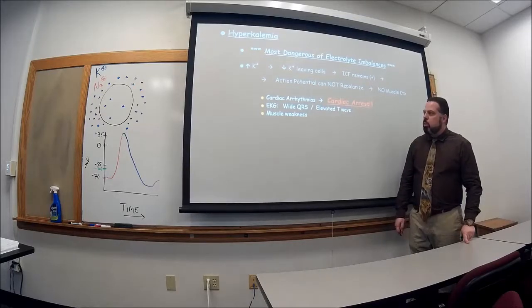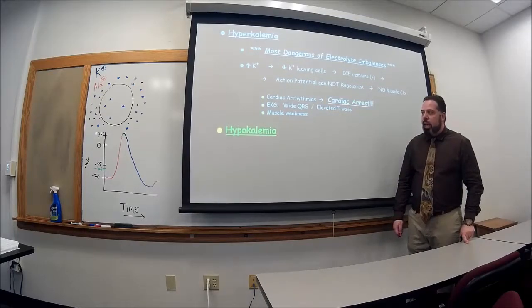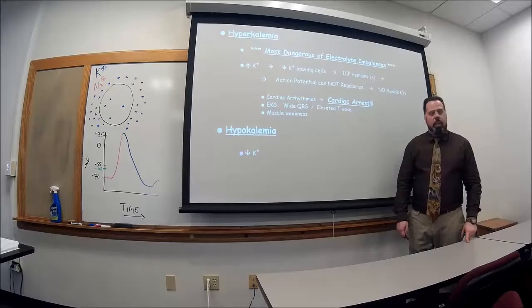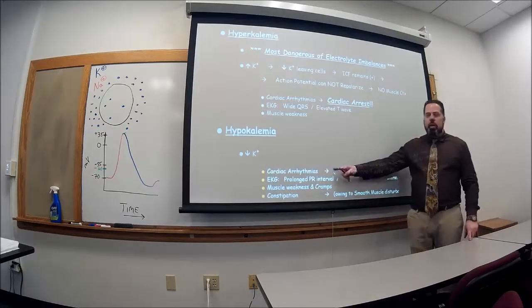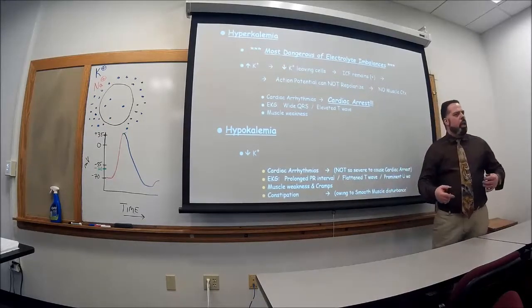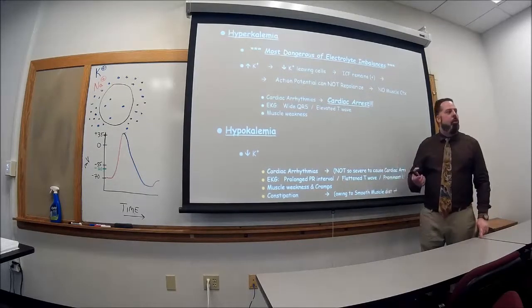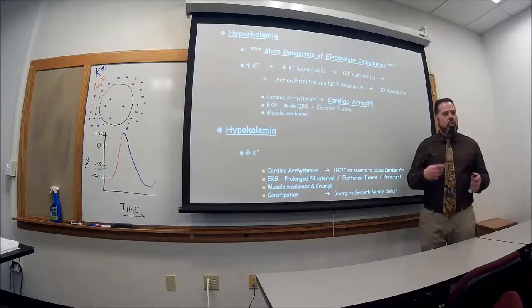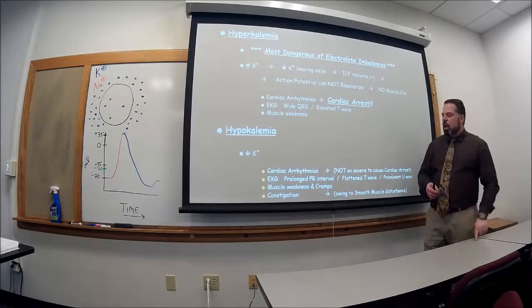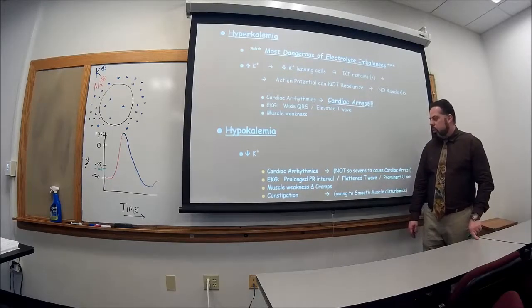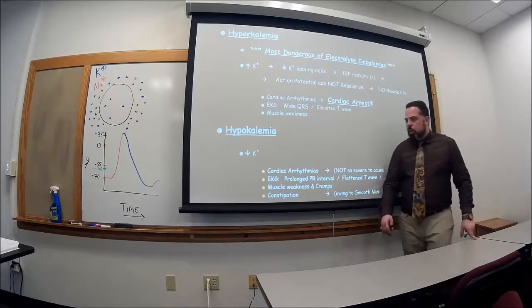And muscle weakness. For hypokalemia, the decrease of potassium, you'll get cardiac arrhythmias. Arrhythmias meaning irregular heartbeats. But it doesn't get so severe as cardiac arrest. But you do see some arrhythmias happening. Some EKG changes. They get muscle weakness and cramps.